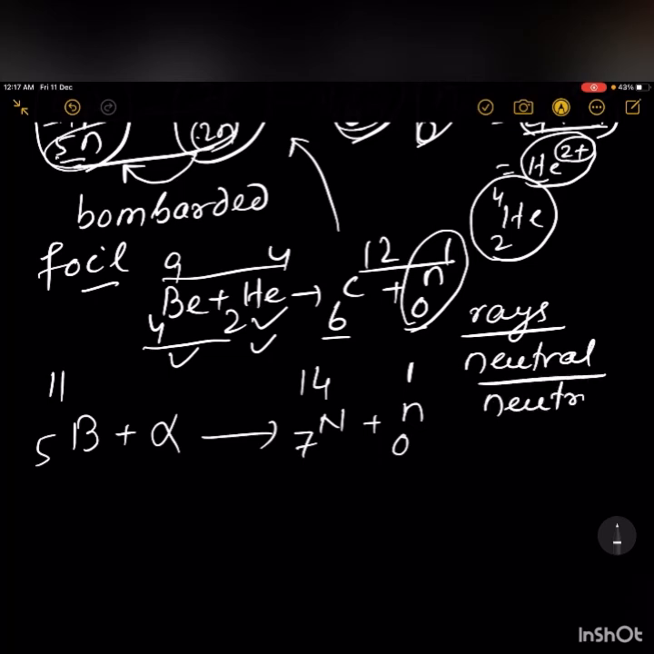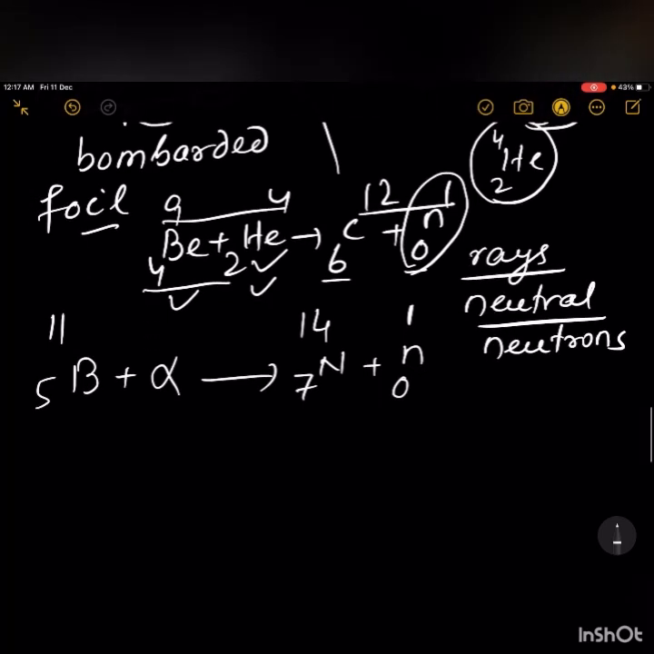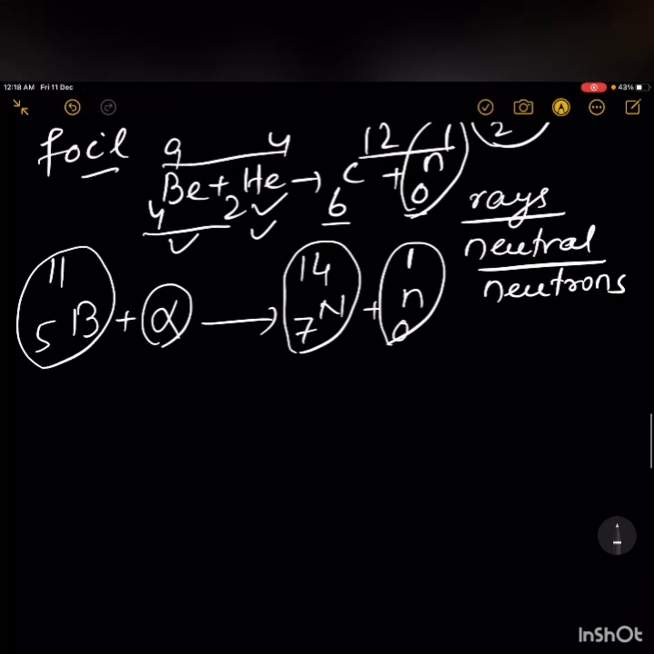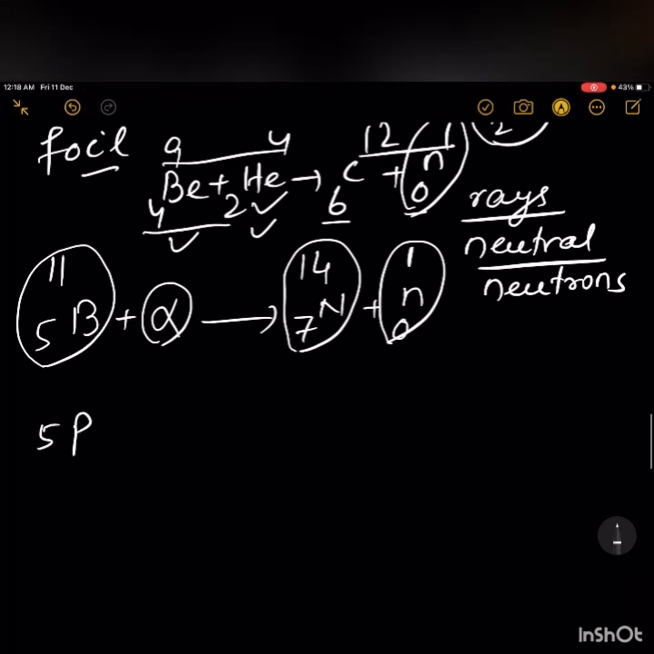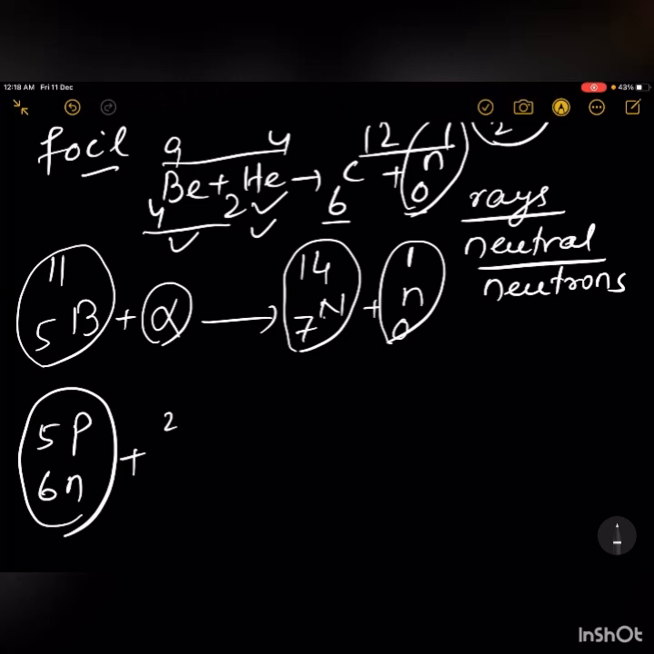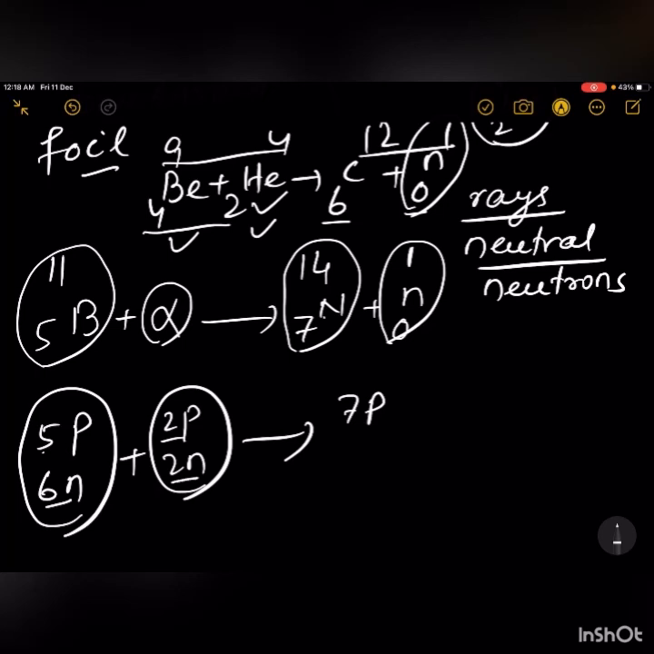Similarly, when 5B11 is bombarded with alpha particle, it gives nitrogen 14 and neutron. In case of 5B11, there are 5 protons and 6 neutrons. When it is bombarded with alpha particle, it gives 7 and 14. You see, in case of alpha, there are 2 protons and 2 neutrons. When 5 proton is added with 2 proton, it gives 7 proton. When 6 neutron is added with 2 neutrons, it gives 8, and 1 neutron is emitted.